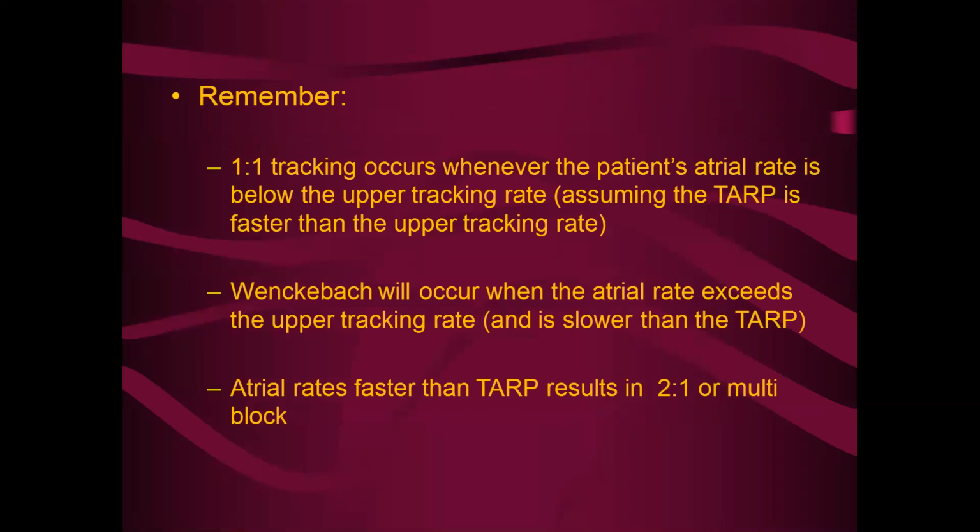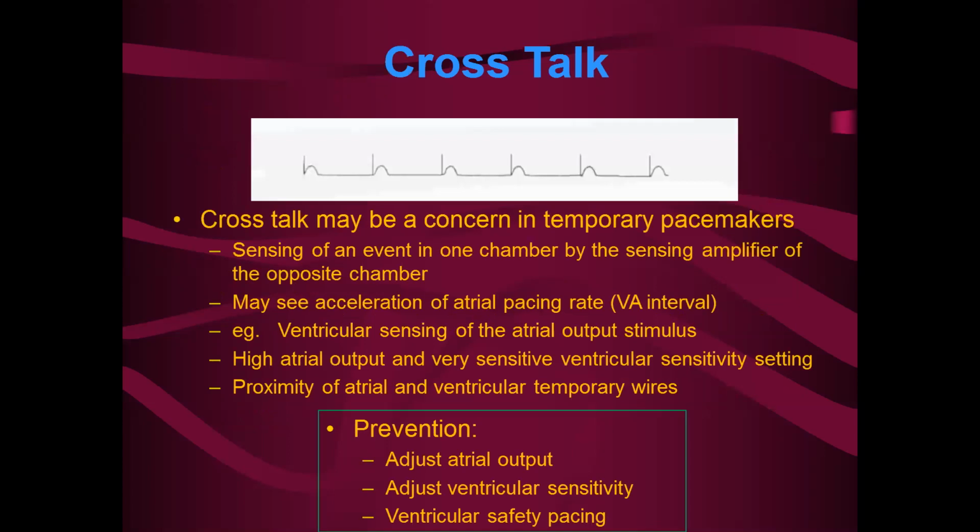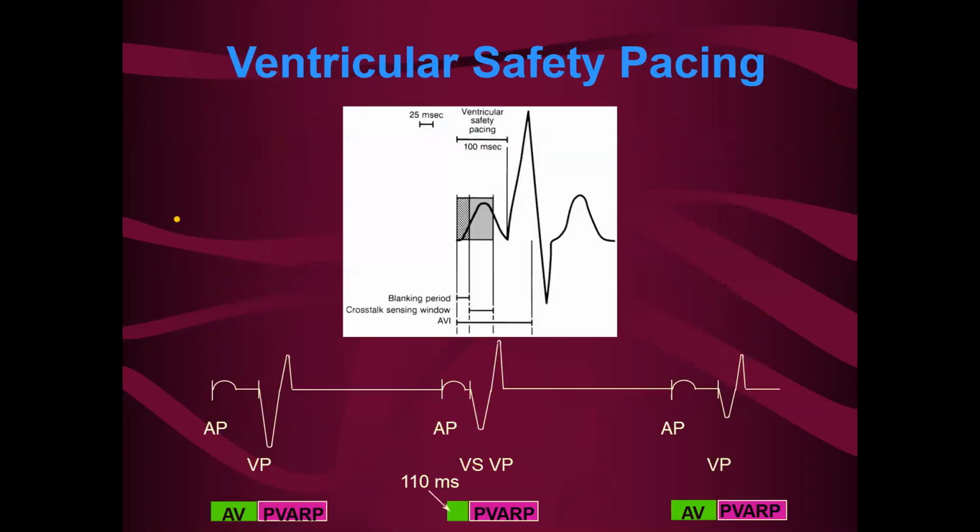So the key thing to remember in dual chamber pacing is that one-to-one tracking occurs whenever the patient's atrial rate is below the maximum tracking rate that is programmed. If it's higher than that, then it's going to go into some type of second-degree block where it won't track every single P wave. And so let's look at some ECGs. We're going to skip crosstalk and safety pacing.